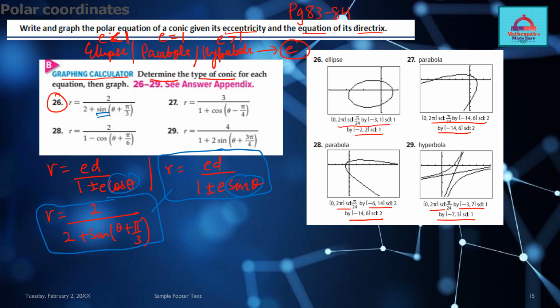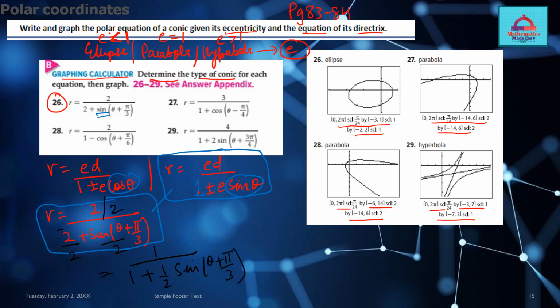So you compare sine with sine, you see that you need a 1 here, and here there is a 2. So what do I do? I have to remove this 2 and make it 1. That means I have to divide the equation by 2 on both sides. So I divide the numerator by 2 and I divide the denominator also by 2. So what do I get? 2 divided by 2 is 1 over 1 plus 1 by 2 sine theta plus pi by 3.